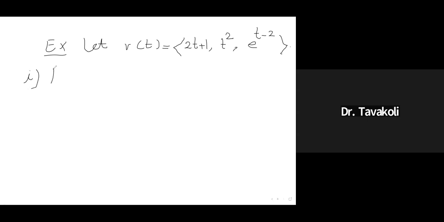Part 1, find r prime of t. This is obvious because the derivative of 2t plus 1 is 2, the derivative of t squared is 2t, and the derivative of e to the power of t minus 2 is still e to the power of t minus 2. Using the simple information from calculus 1.